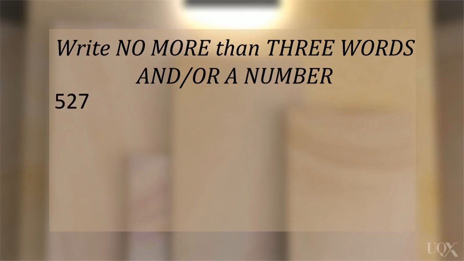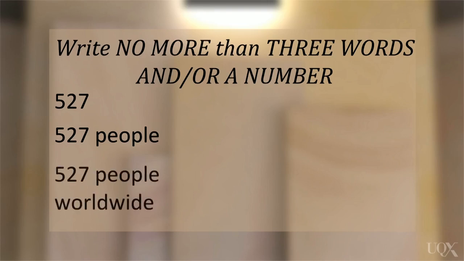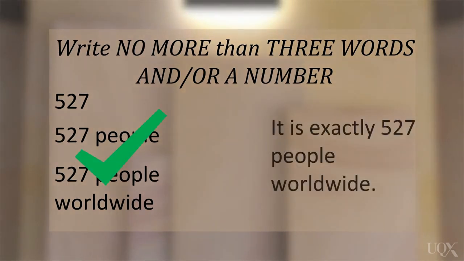This is 1 number. This example is 2 words and or a number, so that's okay. And this is 3 words and or a number, which again fits the word limit. But on the other hand, this would not fit the word limit, and your answer would be marked wrong. So obviously, you want to avoid losing points by following instructions.